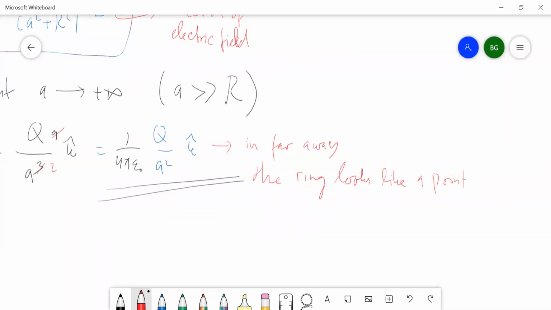So it means that if we look from far away, we will measure the electric field exactly the same as a point charge, even for a ring. I hope that's clear for you all. Is there any question in mind?